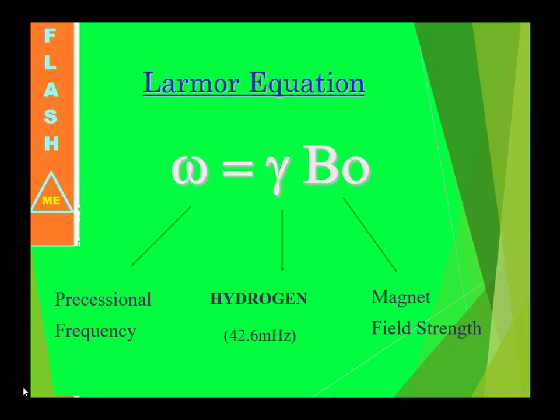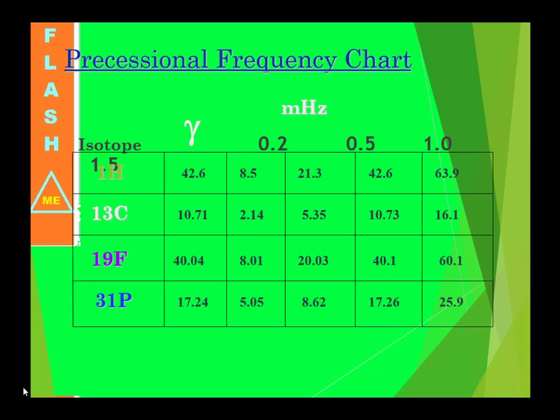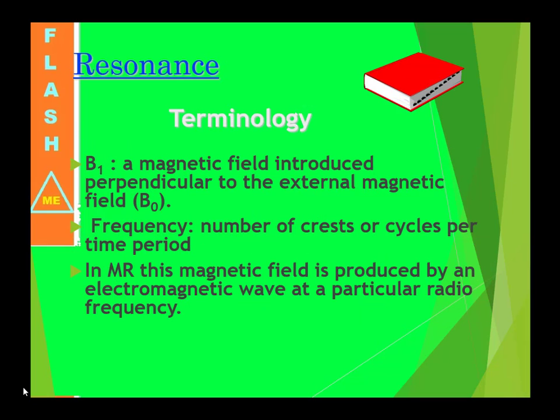Larmor equation: ω equals γ B0. Precessional frequency of hydrogen is 42.6 MHz per tesla. Precessional frequency chart by isotope and magnet field strength: 0.2, 0.5, 1.0, 1.5 tesla for 1H. Resonance terminology: B1 is a magnetic field introduced perpendicular to the external magnetic field, B0.